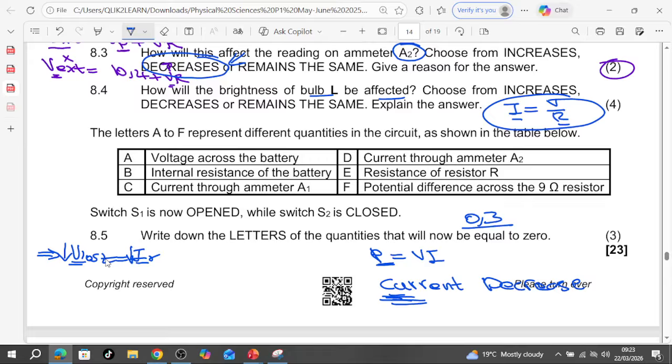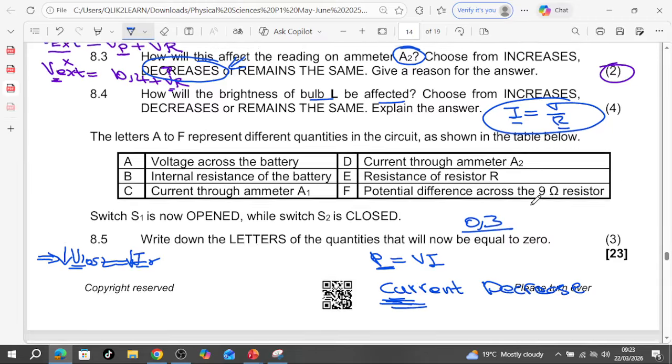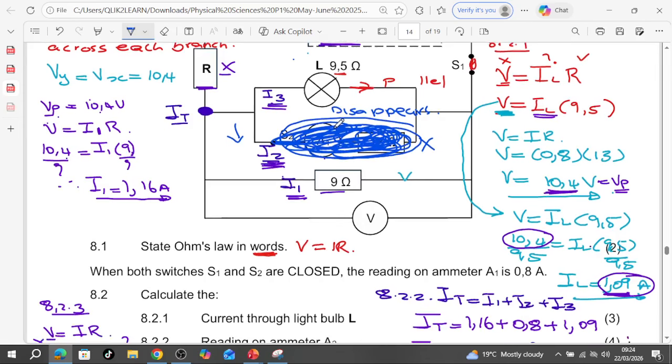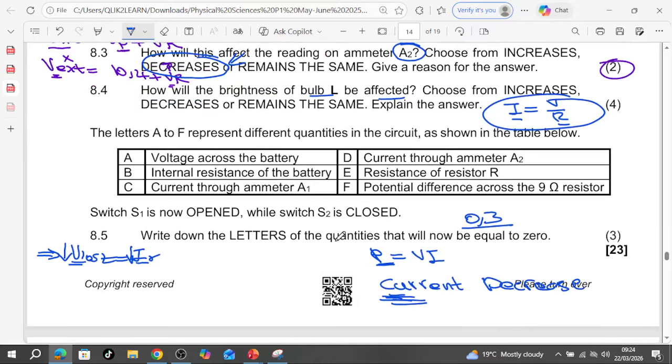So now what will happen to the bulb? The bulb is in parallel with the supply. So the higher the voltage across the bulb, and this tells you that the higher the voltage, the higher the current, means that the bulb will have more power. So the bulb will increase in power. That's how you answer this one.